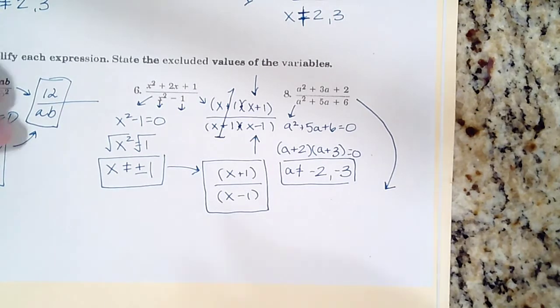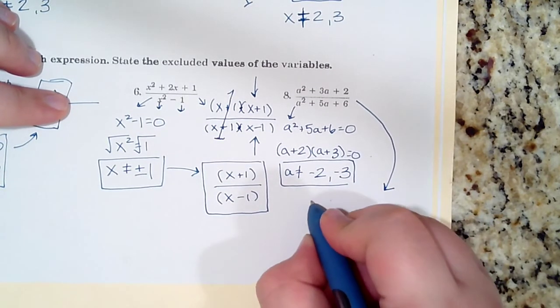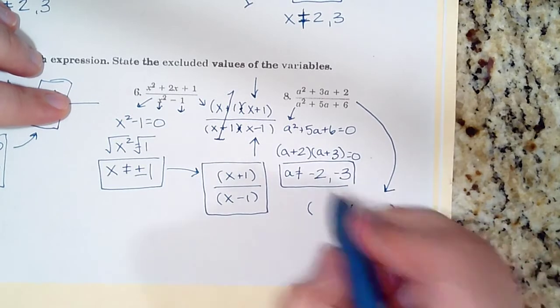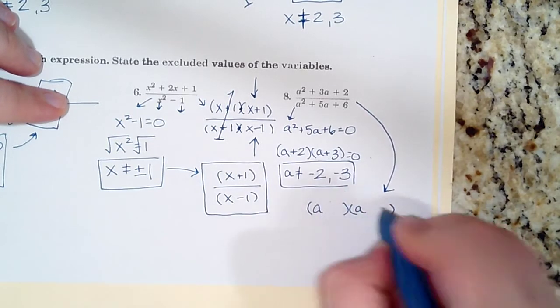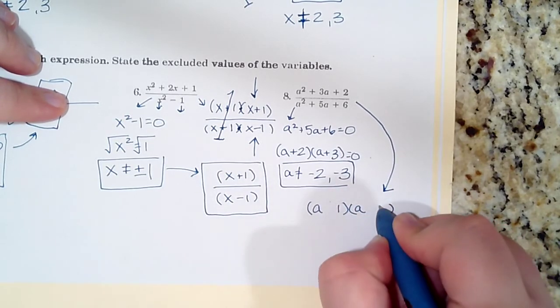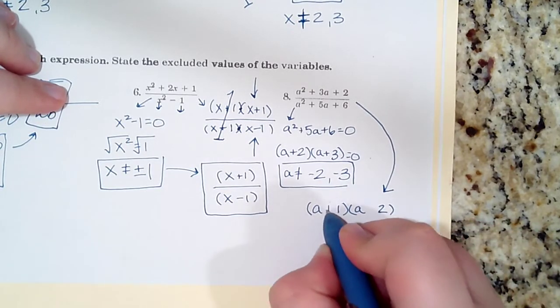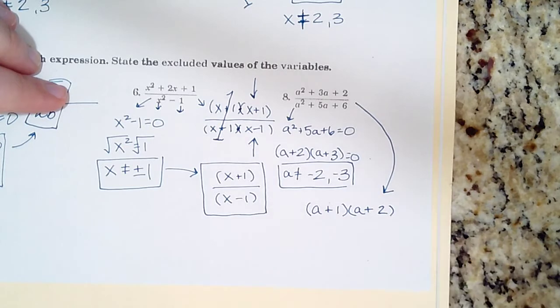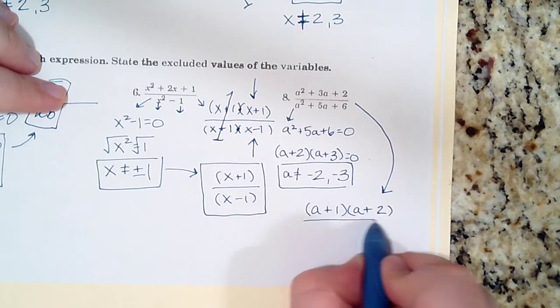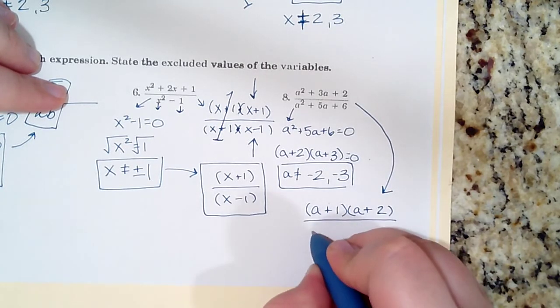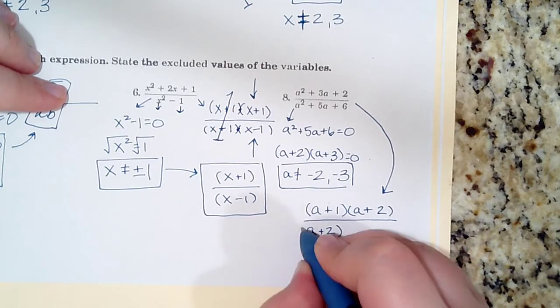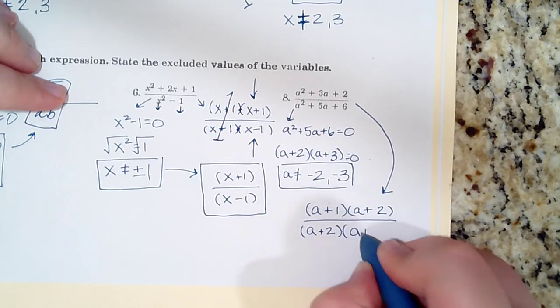They're so fun. All right, I'm going to factor that top piece into a, a. The only factors of 2 are 1 and 2. The only way to get them to add to positive 3 is to make them both positive. And then we already factored the bottom. It's a plus 2 times a plus 3.